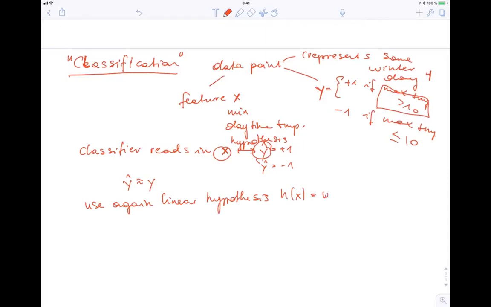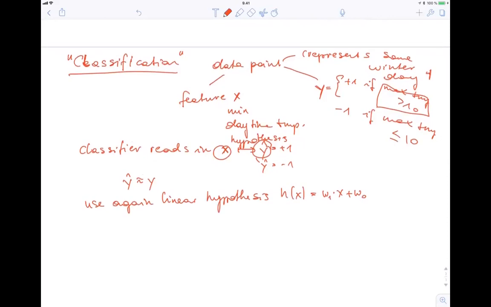So let's say W1 times X plus W0. And then you might say, we want to predict a binary value, plus one or minus one, but this here is any real number. So how does this make sense? We should somehow quantize or threshold this output. And we can do this.